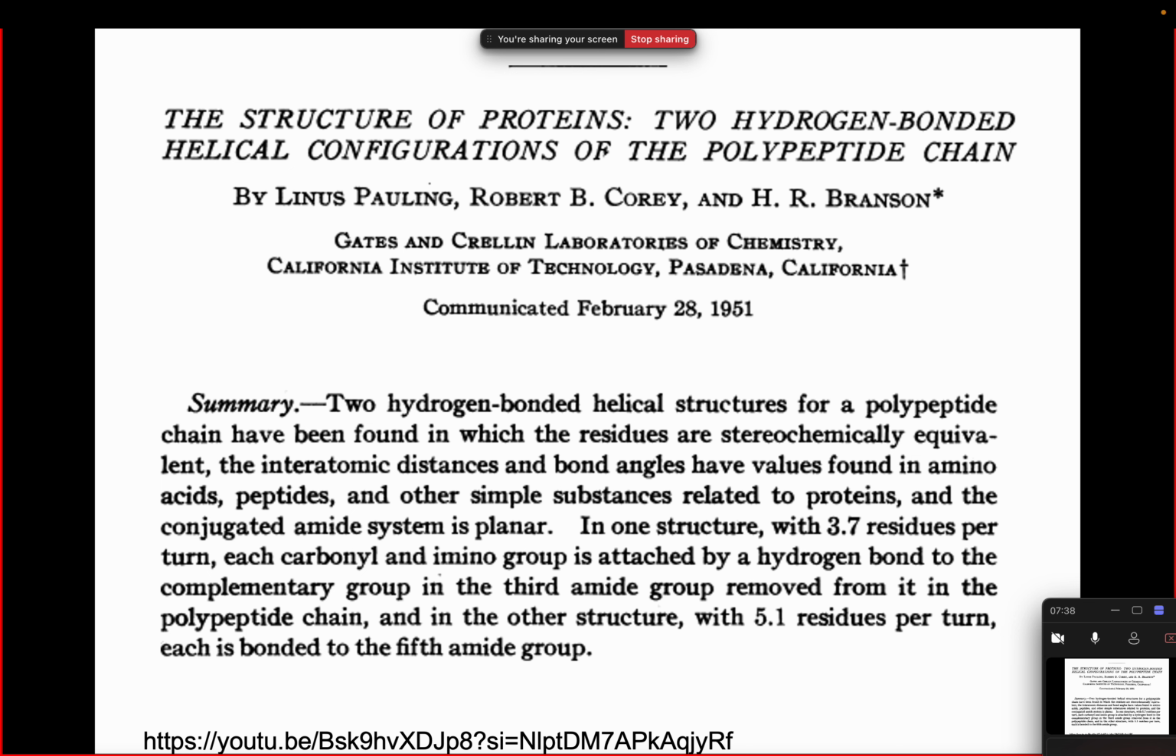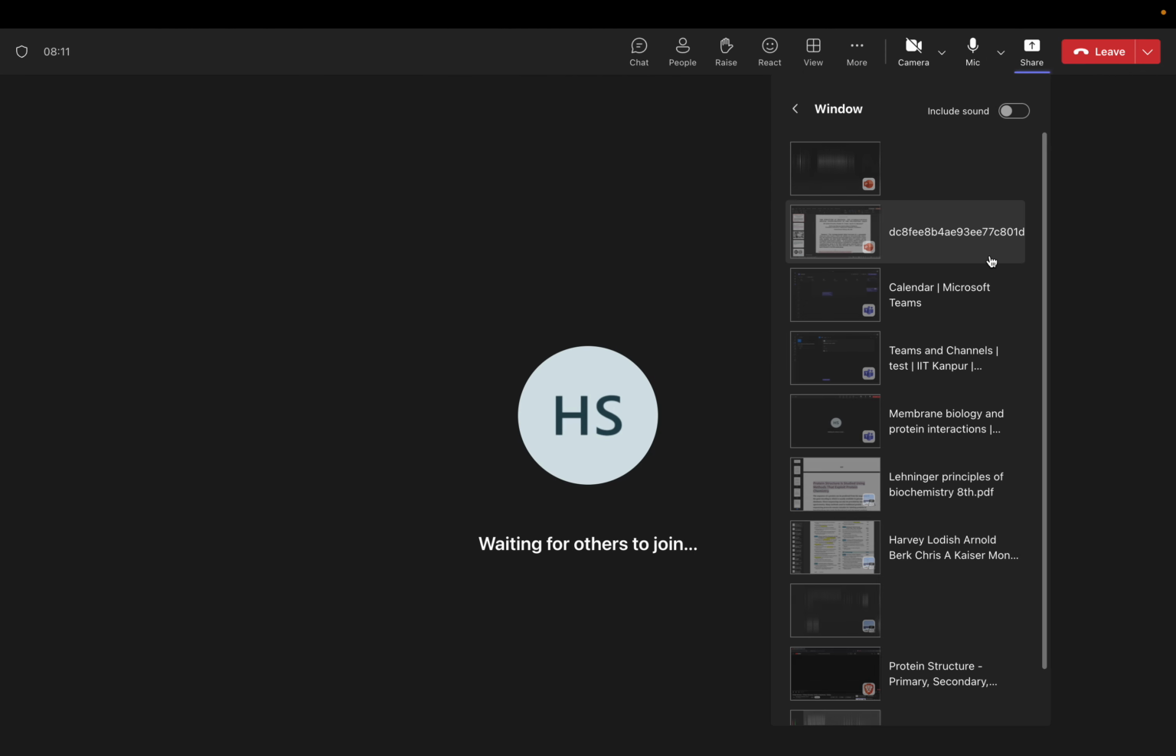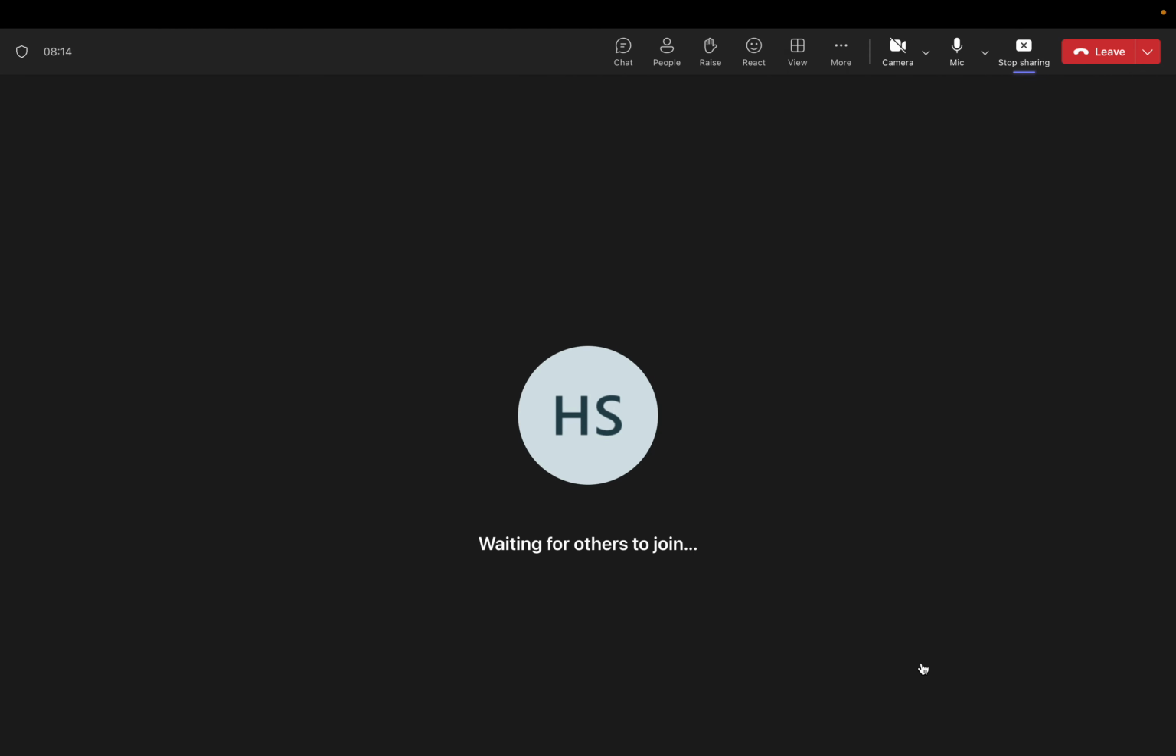So what we are discussing here is the secondary structure, that is, the helix of a polypeptide chain or a protein. When they talk about 3.7 residues per turn, they are talking about alpha helical structures. When they talk about 5.1 residues per turn, they are talking about gamma helical structure. We're going to see how they differ, but before that, let's get familiarized with the secondary structures of protein in general. Okay, so let me share this small video with you.